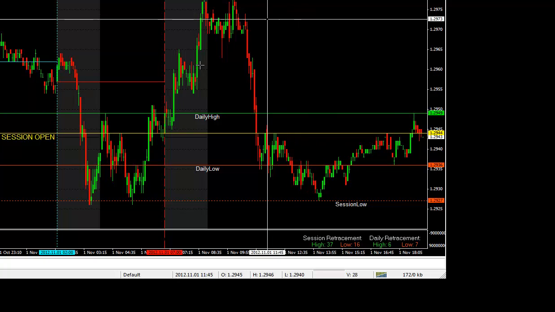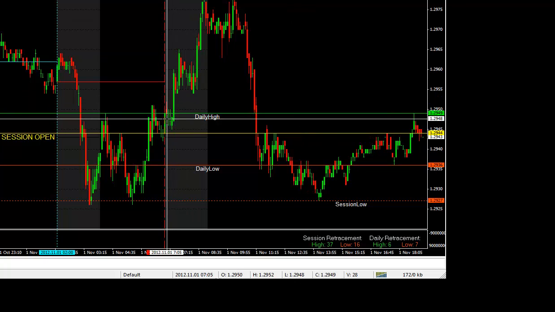So not only does this system calculate what's going on during each session, but it also gives me a calculation of what has happened within a 24-hour period from 5 p.m. to 5 p.m. the following day. That way I can see if I still have room for the price to continue moving up or moving down when I wake up tomorrow morning, depending on the price movement.